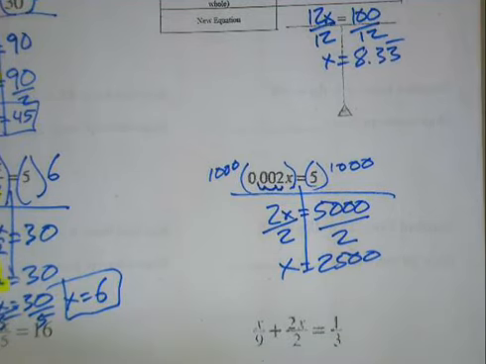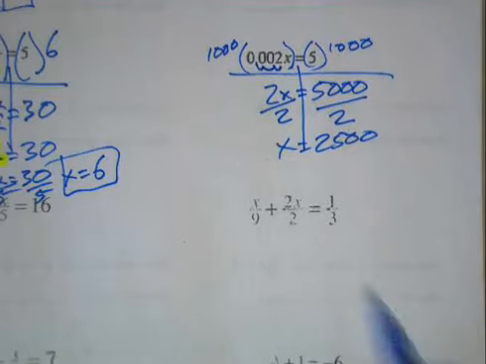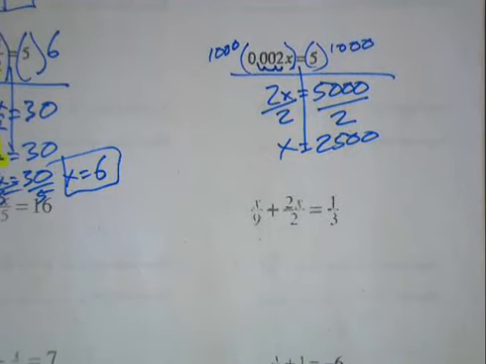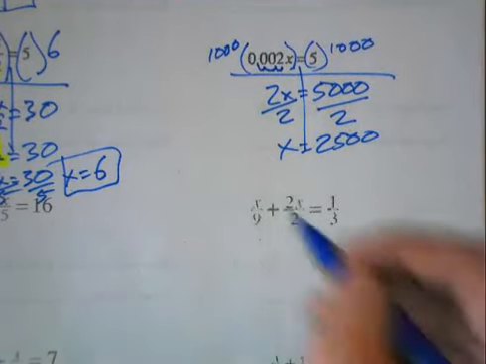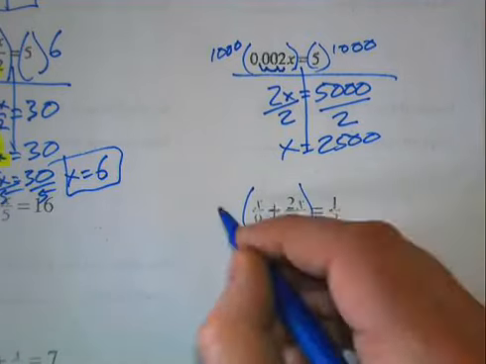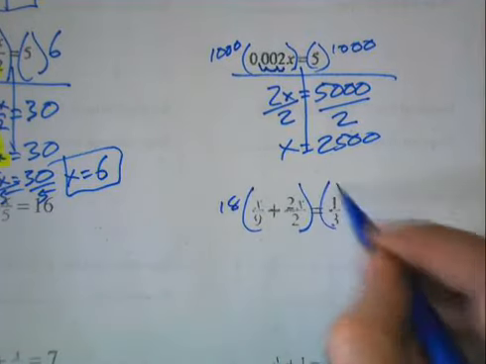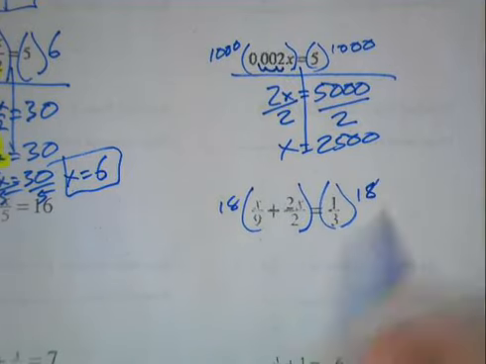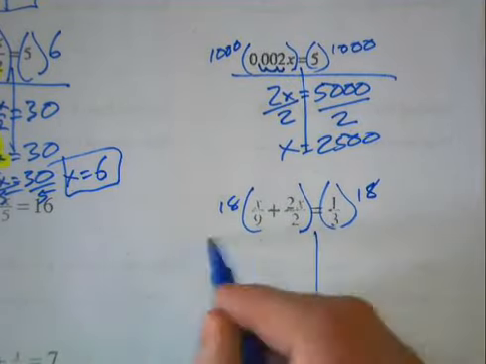Now, what if you have 3 fractions? Multiply by the common denominator. What's the common denominator for 9 and 2? 18. That also is a common denominator for the third one. So that's going to help you solve that problem right there.